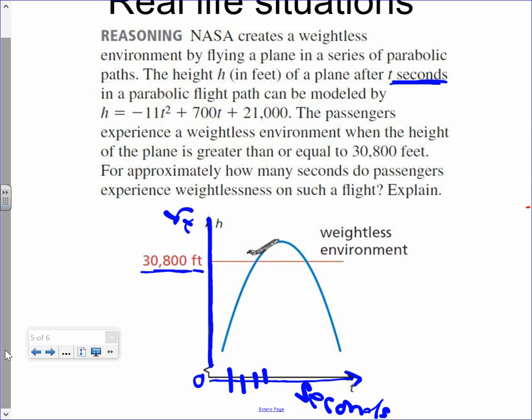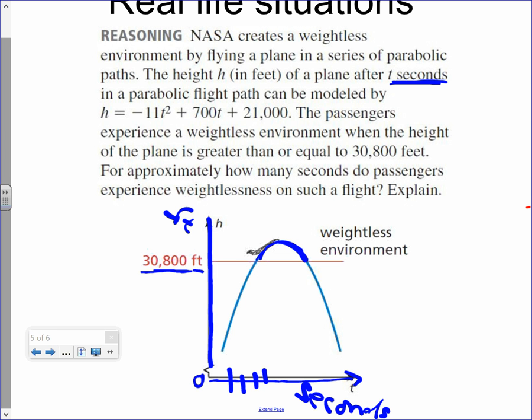NASA astronauts can only feel a state of weightlessness at what feet? Did it say? 30,800 or higher. So the astronauts that are on this little jet plane can feel a state of weightlessness. Look at what I'm going to do. I'm going to highlight the parabola part where they feel weightlessness. Check it out, Ramirez. From here to there. Once they reach 30,800 feet and above, they're weightless. From here to here, they're weightless. From there to there. Once they get back below 30,800, they can feel their weight now.